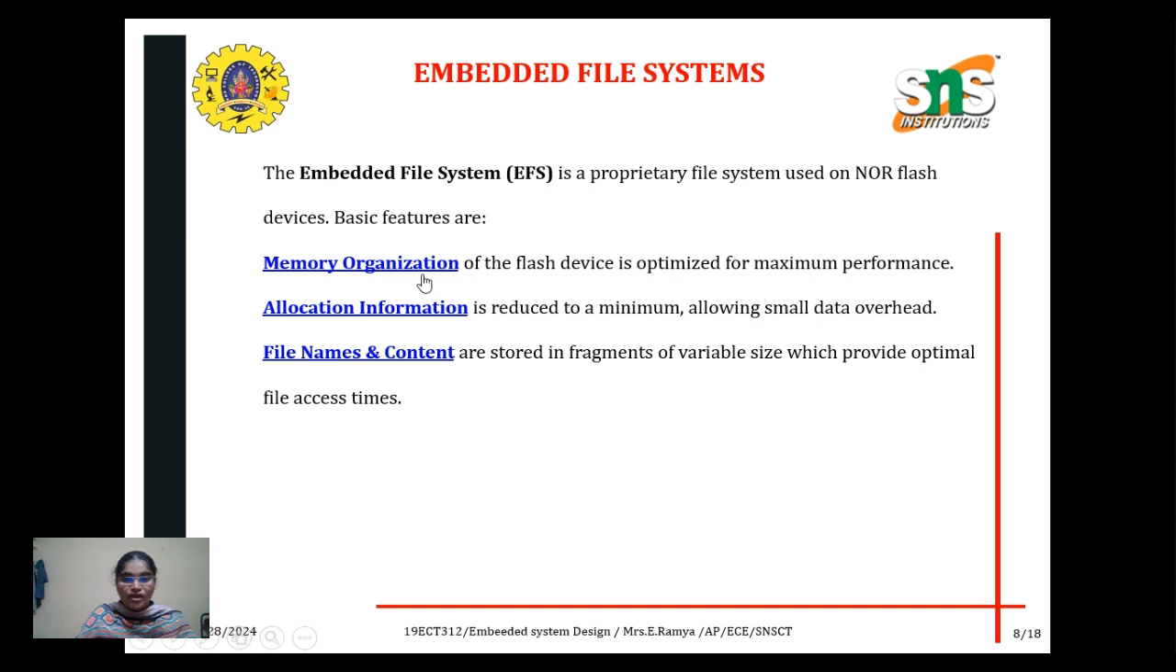We have three types of organization: memory organization, allocation information, and file names and content, which are stored in fragments of variable size, which provide optimal file access times. Allocation information is mainly used to reduce overhead to a minimum, allowing small data overhead. So these three things mainly reduce the time, so it increases the efficiency of the operating system.